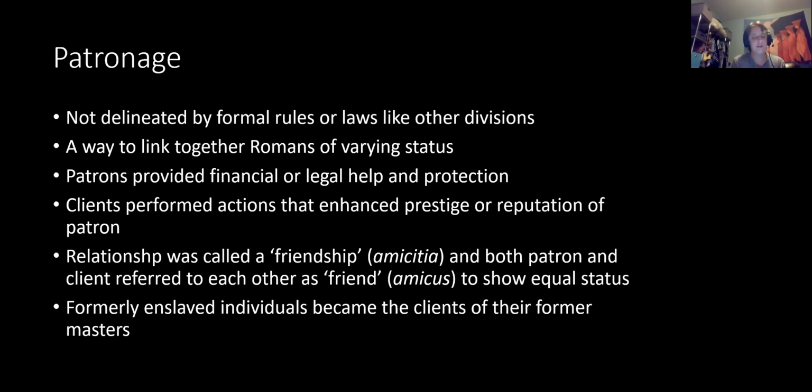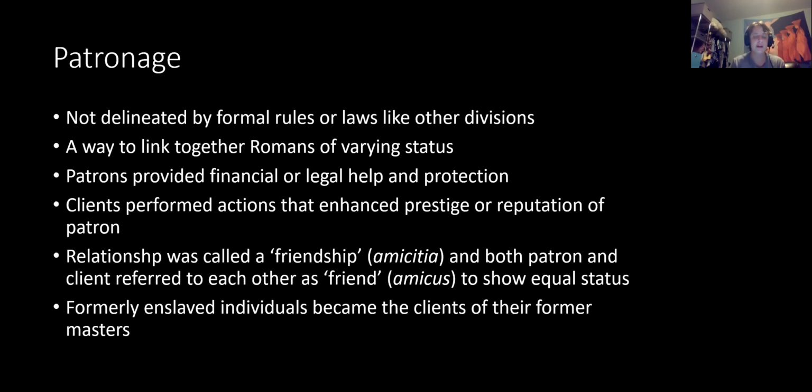Within this relationship, the patron provided financial and legal help, as well as protection to his clients. In return, the clients would perform actions that enhance the prestige or reputation of the patron, like voting for him, or attending his speeches and clapping loudly, or just walking around the city with him, as the Romans thought it was very prestigious to be surrounded by a lot of people.